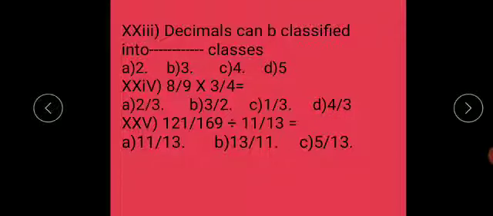25th part is 121 over 169 divided by 11 over 13 is equal to 11 over 13, 13 over 11, 5 over 13. Student, you have to solve these parts and then you will find the correct answer.